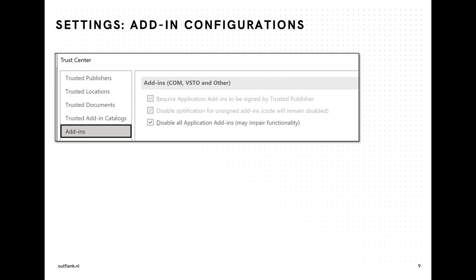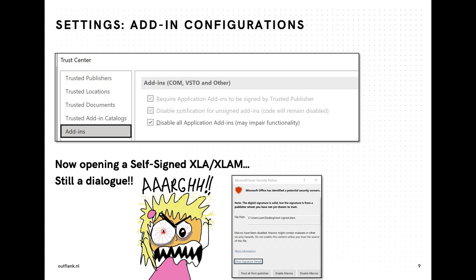My next attempt to block this was, again, to go through the trust settings, and I found this one, the add-in configurations. And this one really looks like the one I needed, blocking add-ins, COM, VSTO, and others. Well, this is not COM, this is not VSTO, this is another. So it should be blocking, right? So I gave it a try, and there it was. It is still there. So how do you block this stuff?